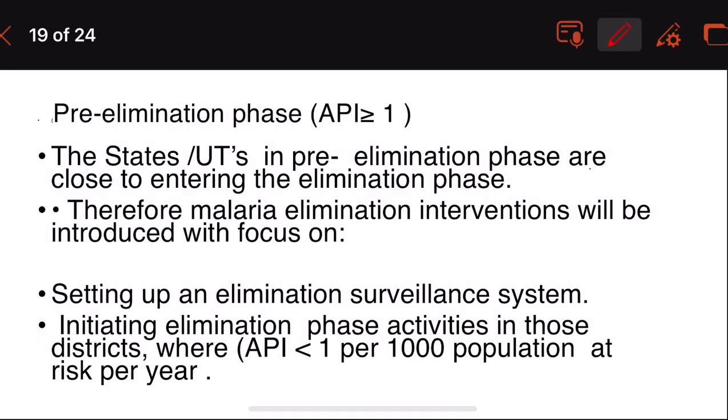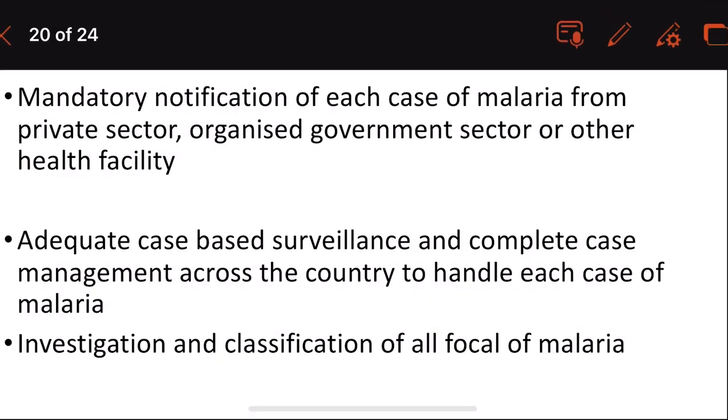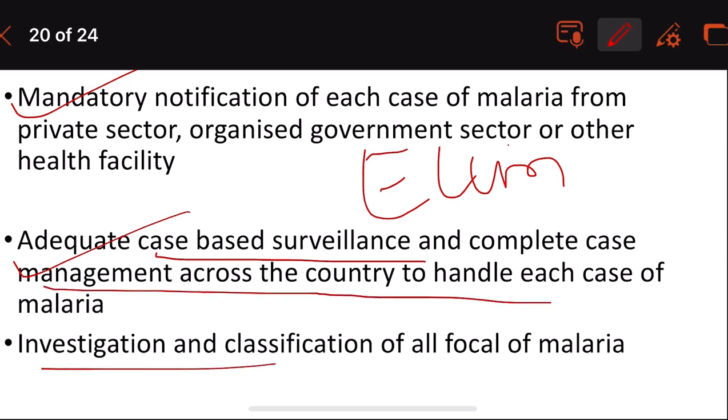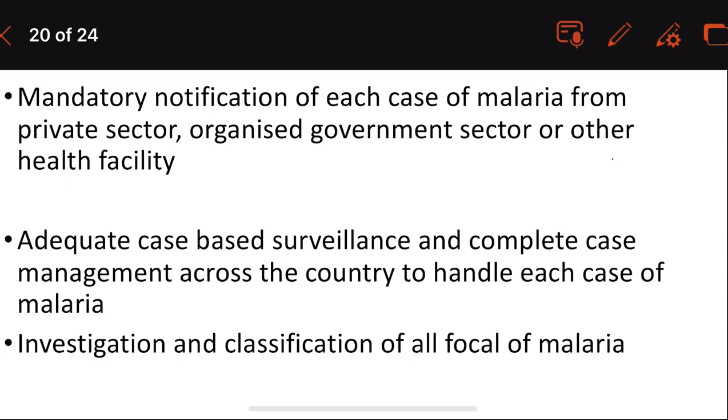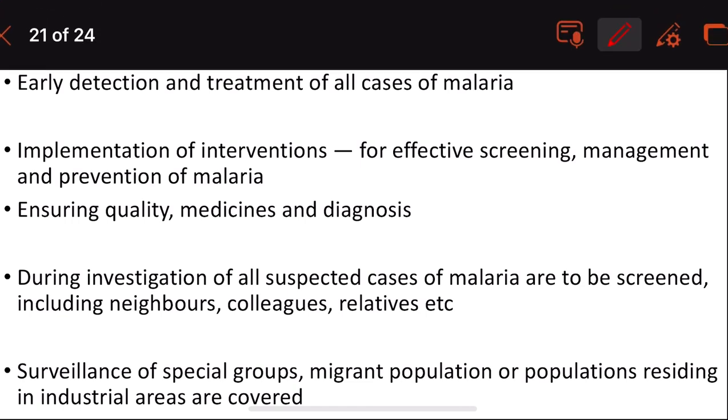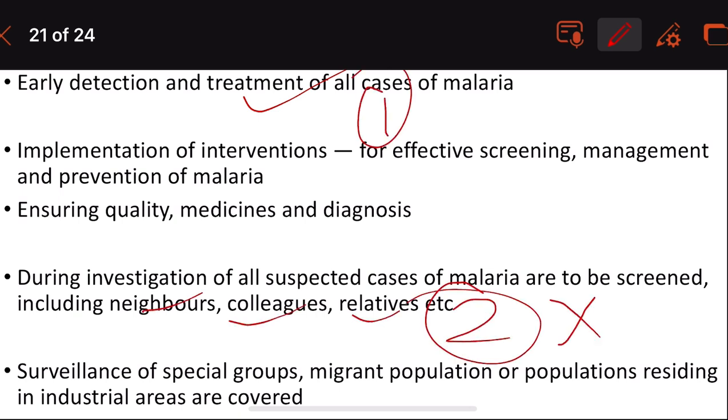Next, moving on, we have category 1. In the category 1, the main focus is on interrupting the transmission because it is in the elimination phase. So we need to notify any case that comes up. We need to provide the case-based surveillance and management of the cases across the country, investigation and classification of the foci of malaria, and providing a strong, strict coverage of foci by the vector control measures, detect the cases, give early treatment. After detecting one case of malaria, also detect the neighbors, colleagues, relatives, so that you don't miss out on any case.